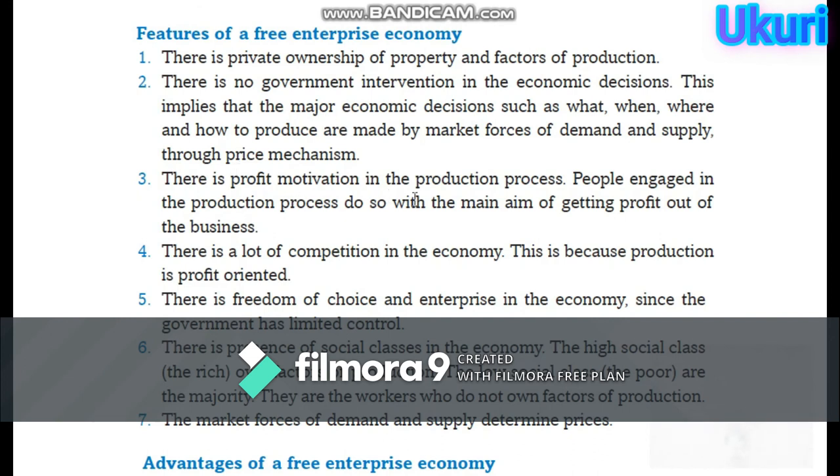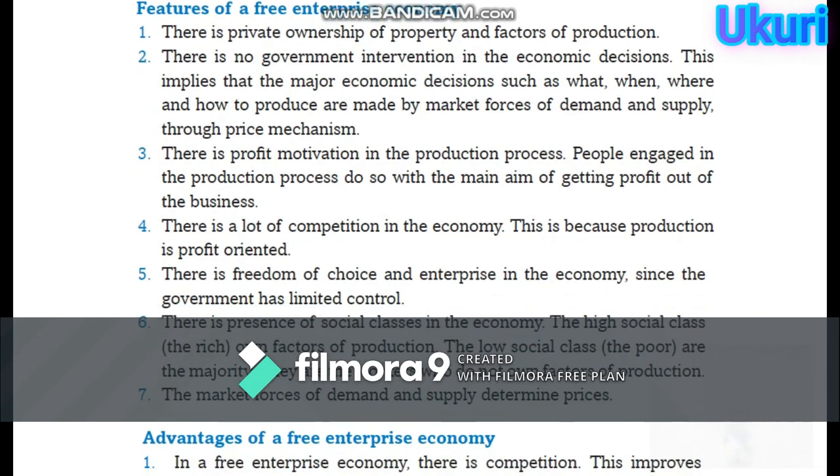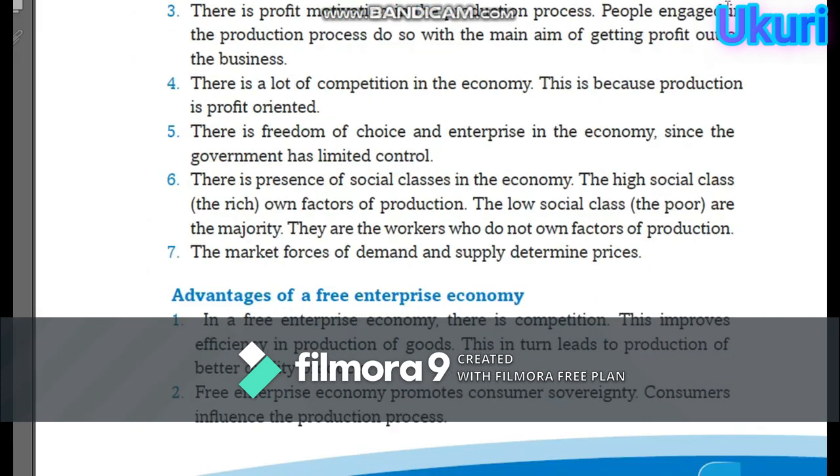There is profit motivation in the production process. People engaged in the production process do so with the aim of getting profit out of the businesses. That's why there is a profit motivation in the production process.